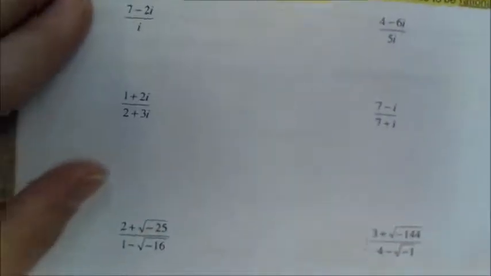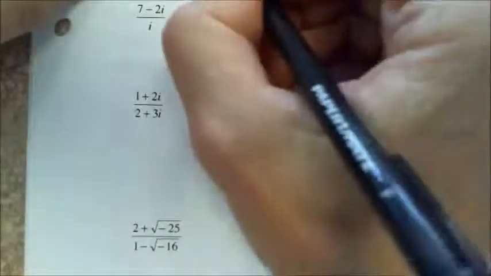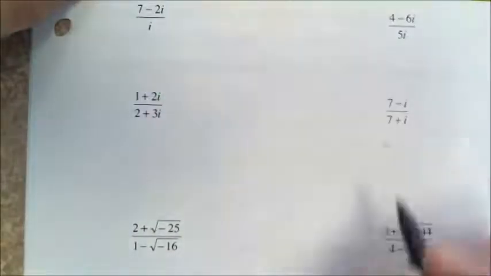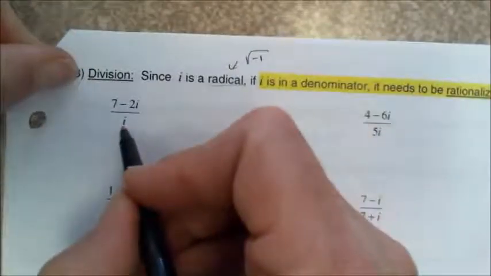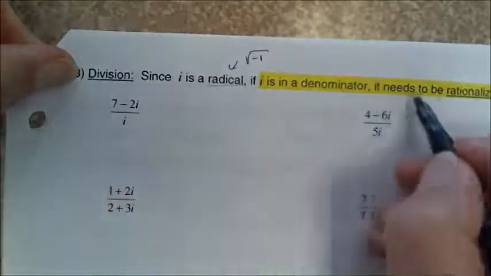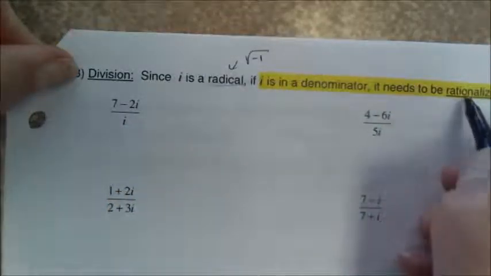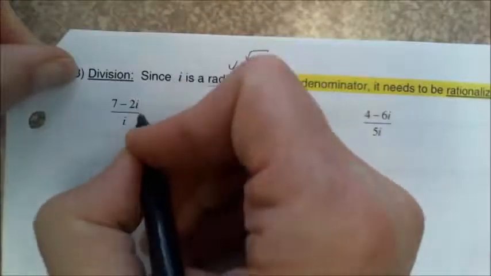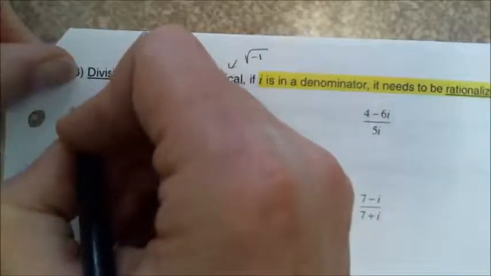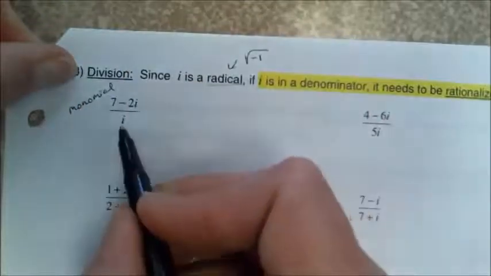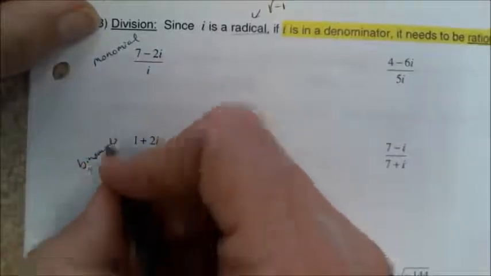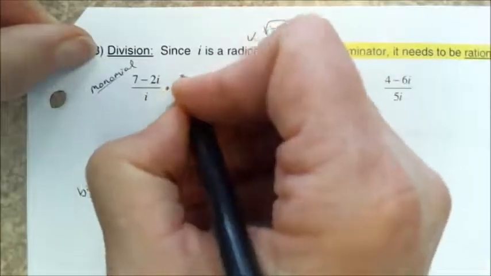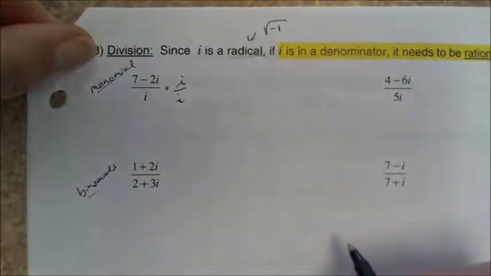Now division is a little bit harder because i is a radical. Remember, i is the square root of negative 1. So the square root of negative 1 is in the denominator, and we can't have a radical in the denominator. It needs to be rationalized. So when you have an i in the denominator, if it's a monomial, that means it just has one term. Those are monomials. These next ones are binomials. Monomials just have to be multiplied by i over i.